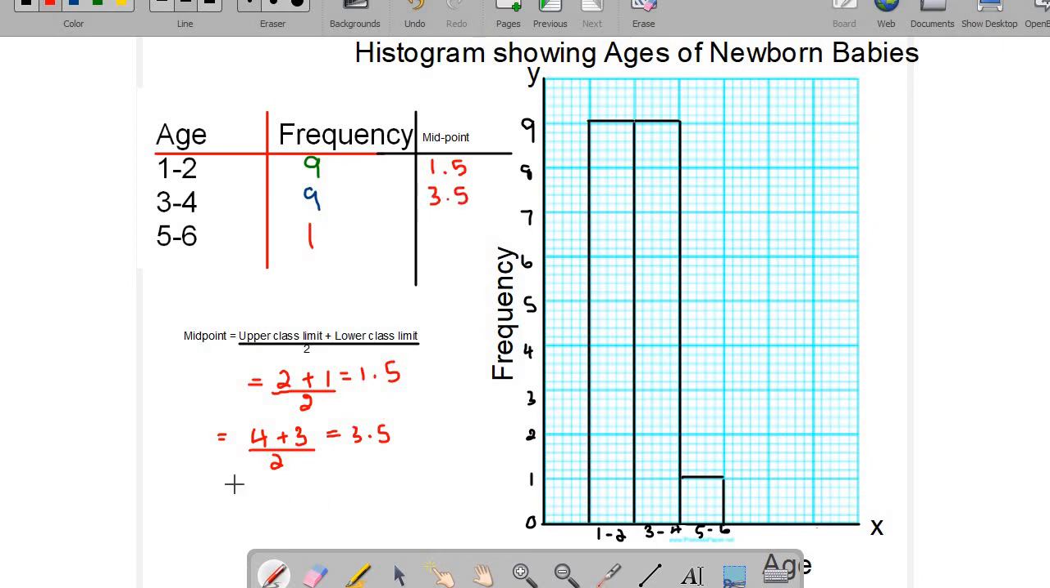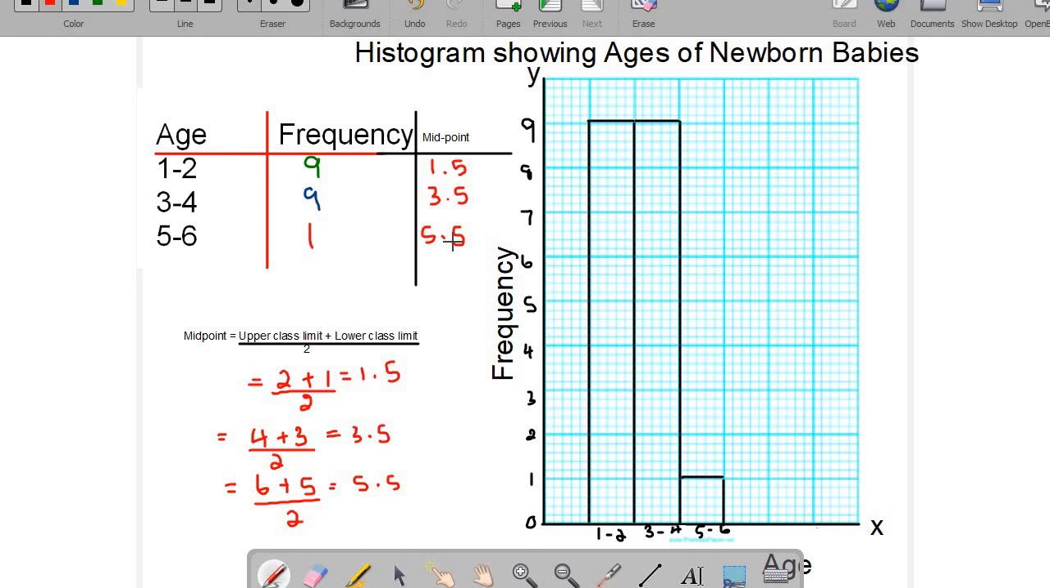And the last midpoint that we have to calculate is for the last interval. So the interval is 5 to 6. The upper class limit is 6 and the lower class limit is 5. So I'm going to add 6 to 5 and divide by 2. That's 11 divided by 2 is 5.5. So we're using this formula to calculate the midpoint for each interval or each class.